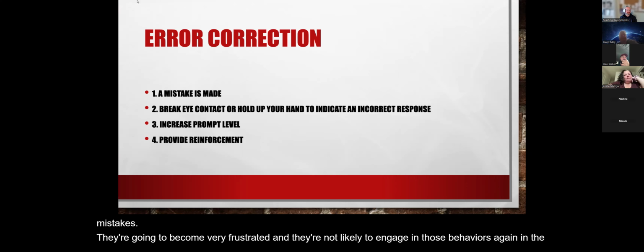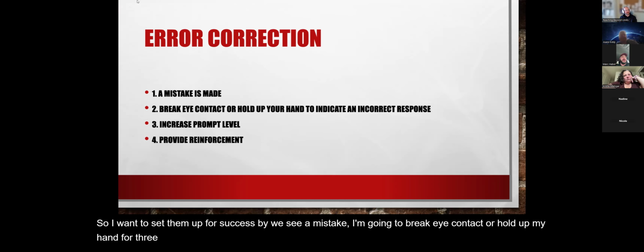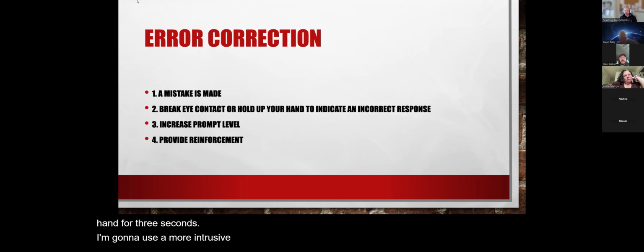So I want to set them up for success. When we see a mistake, I'm going to break eye contact or hold up my hand for 3 seconds. I'm going to use a more intrusive prompt that hopefully will generate the behavior from our VIP and then provide reinforcement that way.